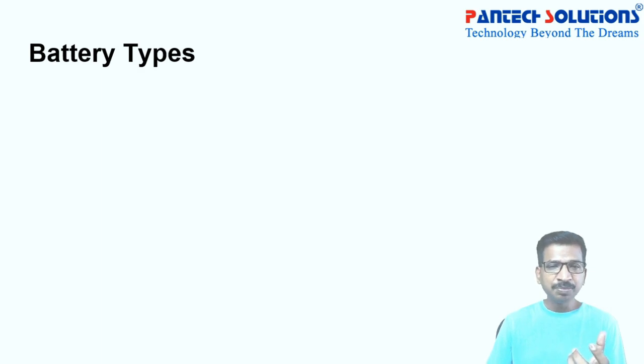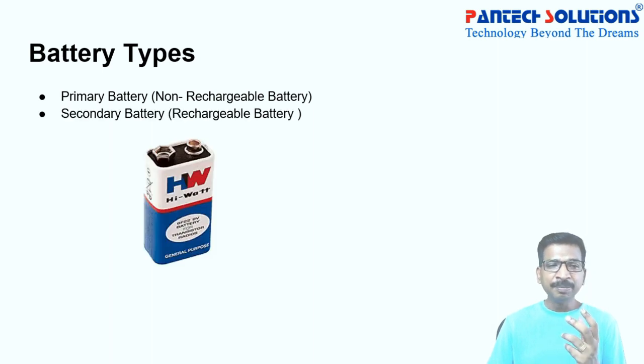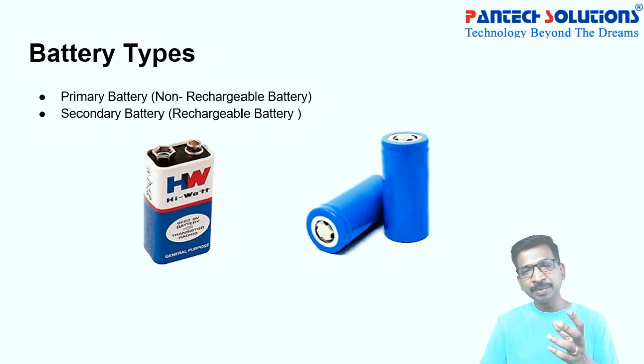So what are the types of battery? Majorly there are two types: one is called the primary battery and the other the secondary battery. The primary battery is nothing but a non-rechargeable battery, just a use and throw battery. Similarly, the secondary batteries are the rechargeable batteries. Under these rechargeable batteries, a lot of types are there.